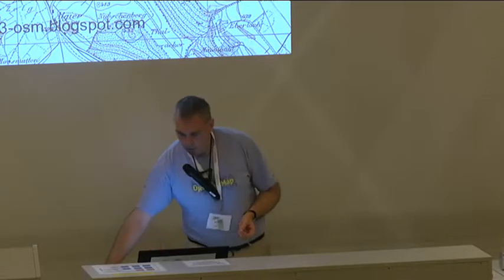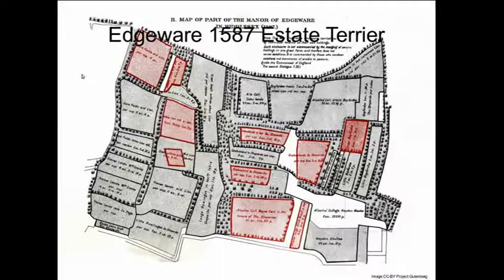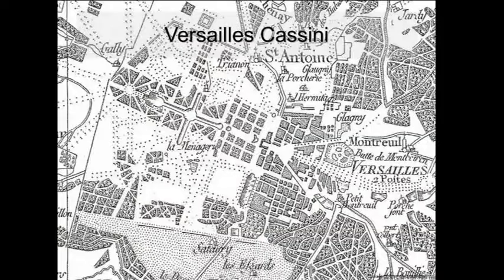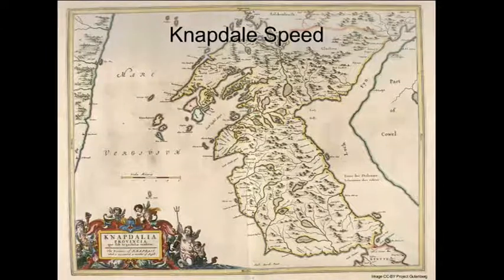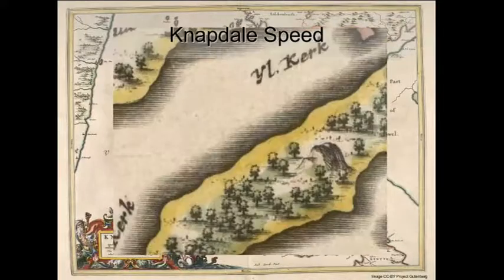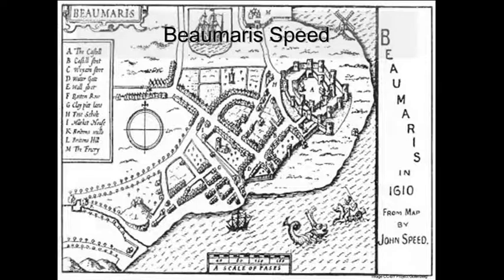Anyone who was in the plenary session this morning saw a lovely map of the Karlsruhe area from, I don't know, 250 years ago, with lots of trees represented. So this is 1587, a detailed map of an estate in what is now London. The Cassini cart showing the woods and parkland trees around Versailles. This is a map by Speed in, I think, the 17th century of the west coast of Scotland, and we can see the detailed trees here. This is the town of Beaumaris, also done by Speed, and again, you can see individual trees represented here.